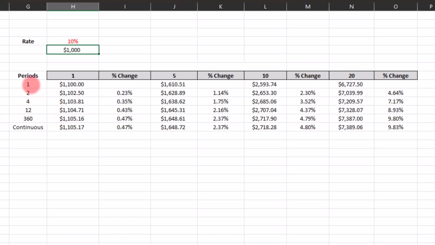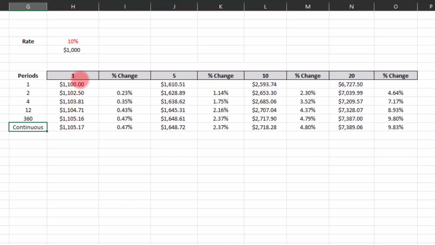So this would be compounded annually, paid once at the end of the year. Here's semi-annually, every 6 months. Here's quarterly, every 3 months. Here's monthly, every month. Here's daily. And then here's continuous. This is that letter e. This is the absolute maximum it could ever be.